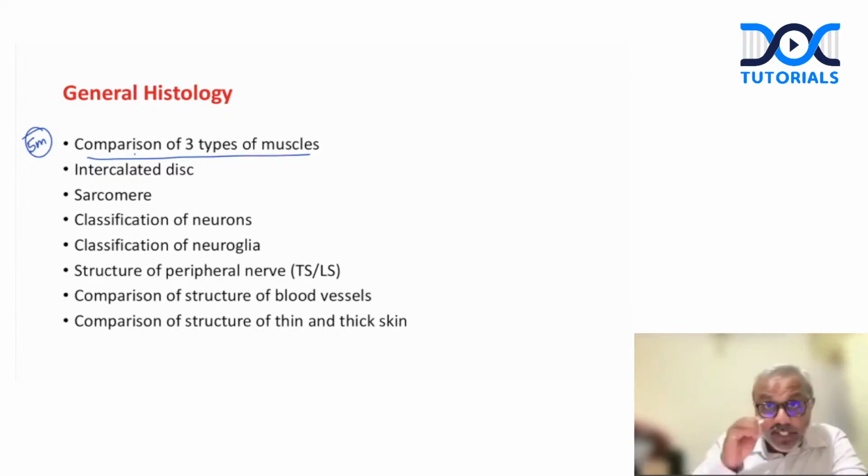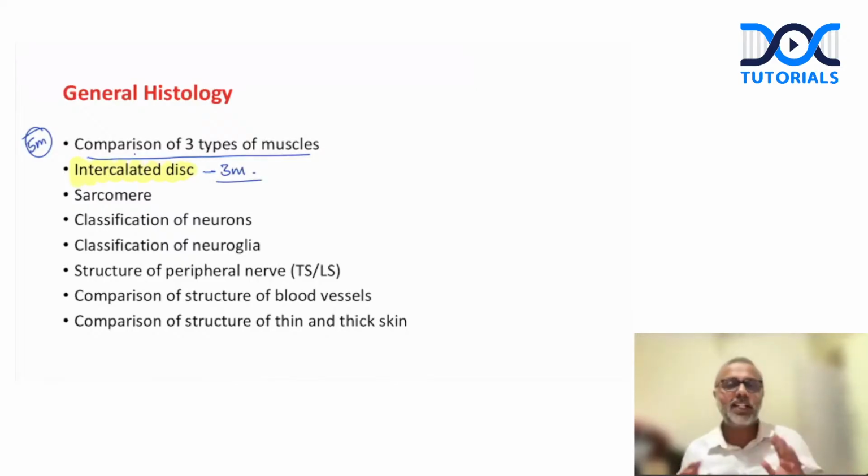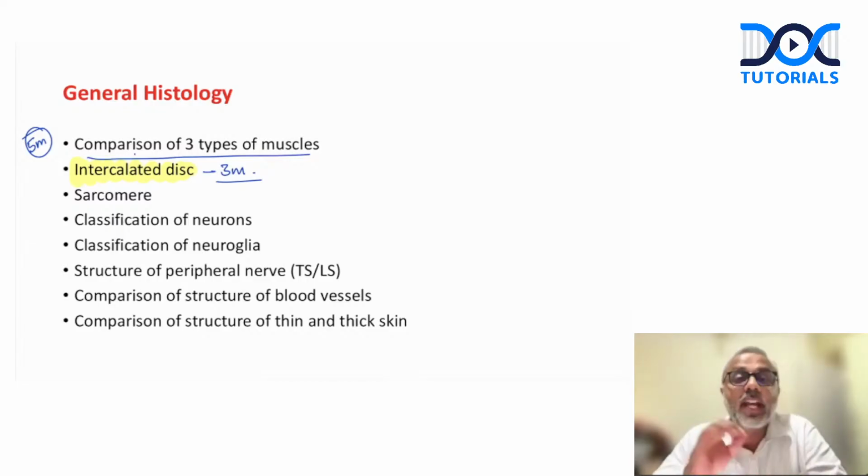Then, within the topic of the muscles, one question which is very frequently asked as a 3-marker is intercalated disc. Again, when intercalated disc is asked, we will end up writing, let's say that intercalated disc is the characteristic feature of cardiac muscle. Beyond this, we will not be able to write anything if we have not studied intercalated disc. So intercalated disc is the peculiar feature of cardiac muscle. Totally agree. But what exactly it is, right?